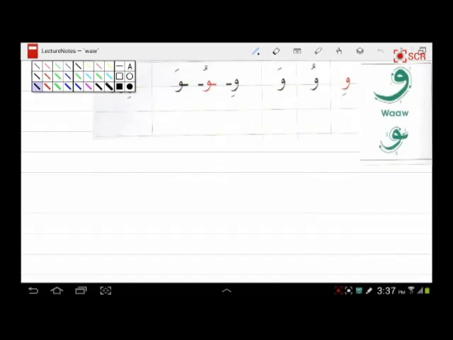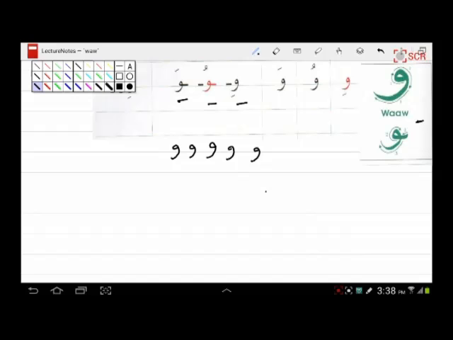The last letter in this group is waw. Waw. Okay, initial, middle, and final. Okay, so this. You make a small circle and then you go down with the curve. Small circle. And you go down with the curve. The small circle is actually above the line. Okay. Like this. Small circle. And then go. Small circle. Not too far above the line, just a little bit.